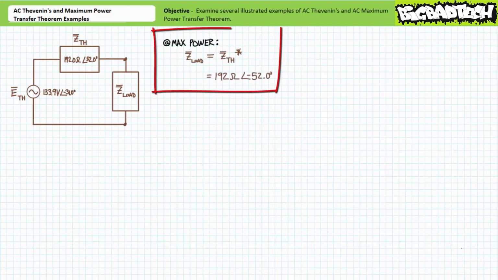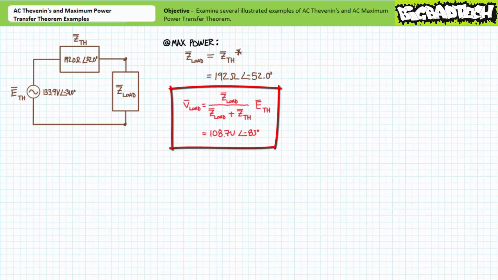The AC maximum power transfer theorem states that maximum real power will be transferred to a variable load impedance when the variable load impedance equals the complex conjugate of the Thevenin's equivalent impedance. Therefore, our variable load impedance should see maximum real power when it has a value of 192 ohms at an angle of negative 52 degrees.